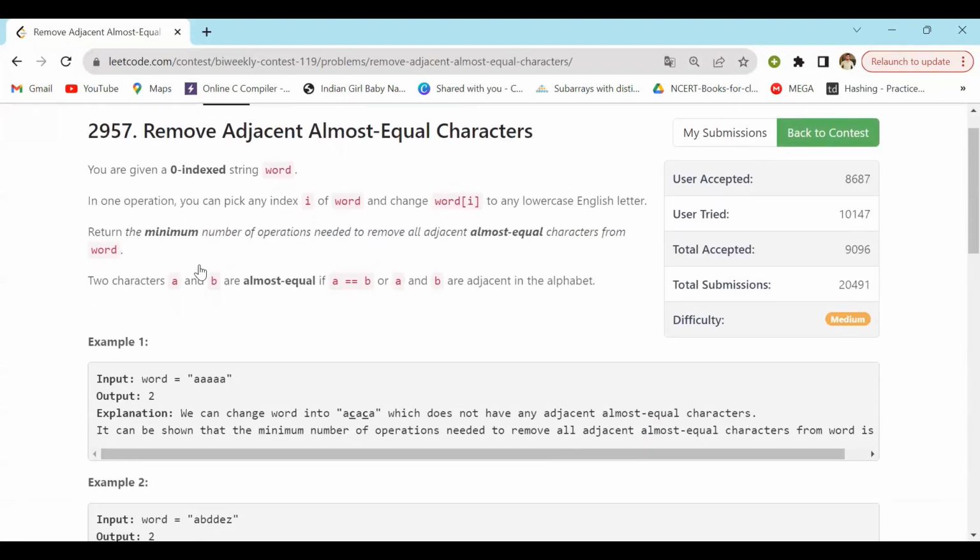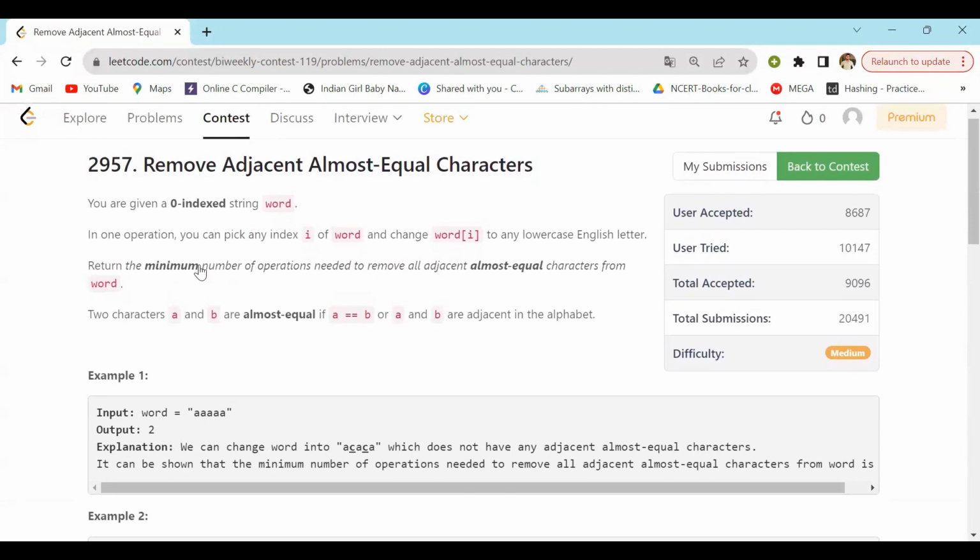And this seems to be a good question. Let's quickly read it. You're given a zero-indexed string word. In one operation, you can pick an index i of word and change word[i] to any lowercase English letter. I think this is quite understandable, right? In one operation, we can change any character of the word to any lowercase English letter from a to z. Find the minimum number of operations needed to remove all adjacent almost-equal characters from the word.